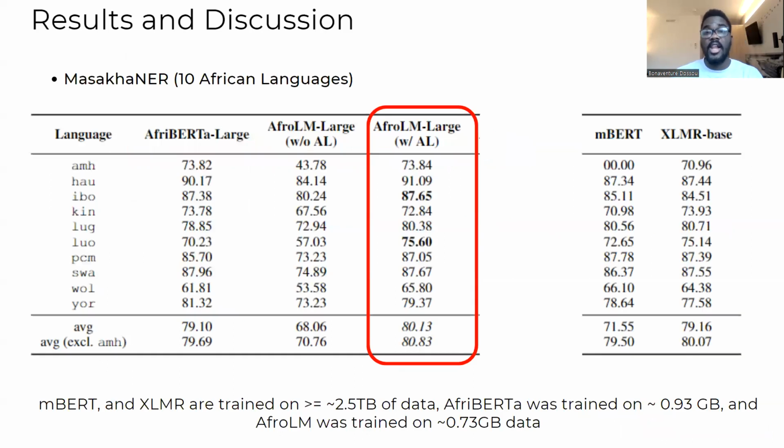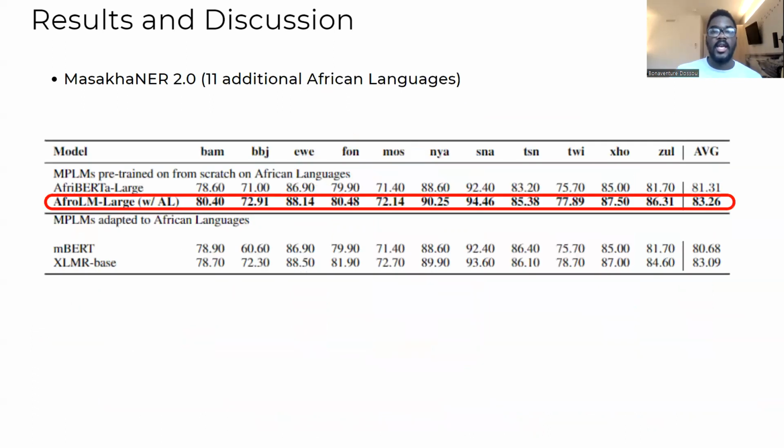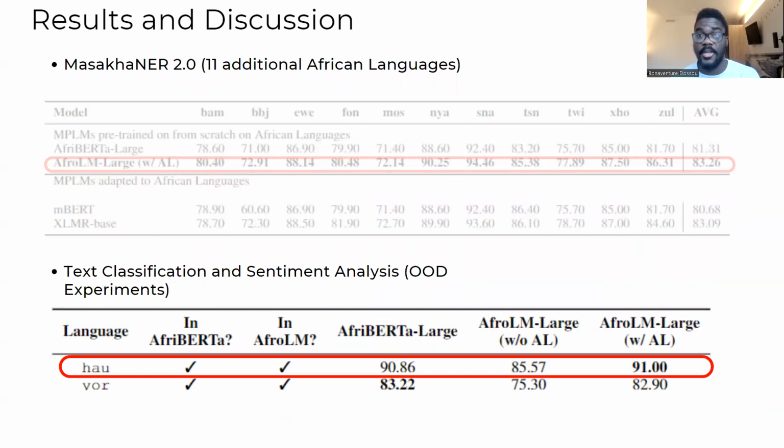As we can see here, AfroLM is outperforming all existing models. It is outperforming mBERT and XLM-R, even though those huge models have been trained on 100 plus languages and on more than 2.5 terabytes of data. AfriBERTa is still okay, but AfroLM was pre-trained on less data and still was able to outperform it. We noticed the same thing on the MasakhaNER 2 data set. And on average, we also have the same phenomenon on the text classification experiment.